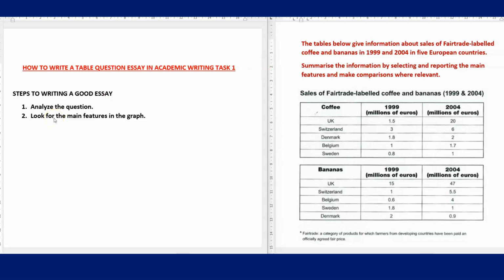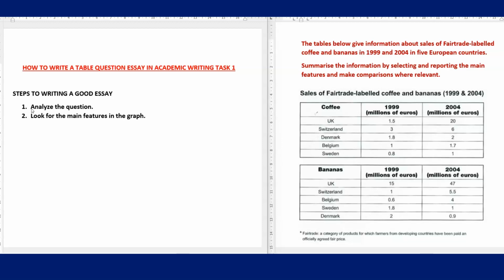And the second thing after doing that is to look out for the main features within the graph in order to help you summarize, report, and also compare as you have been asked to do. So I want you to start by highlighting the important steps with the analysis and also looking for the main features. It is very important that you learn how to do it properly in your planning stage if you want to get a high scoring essay. So this is very important.